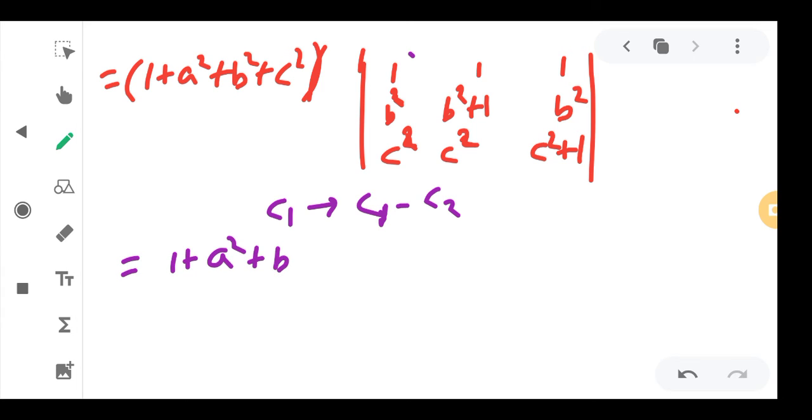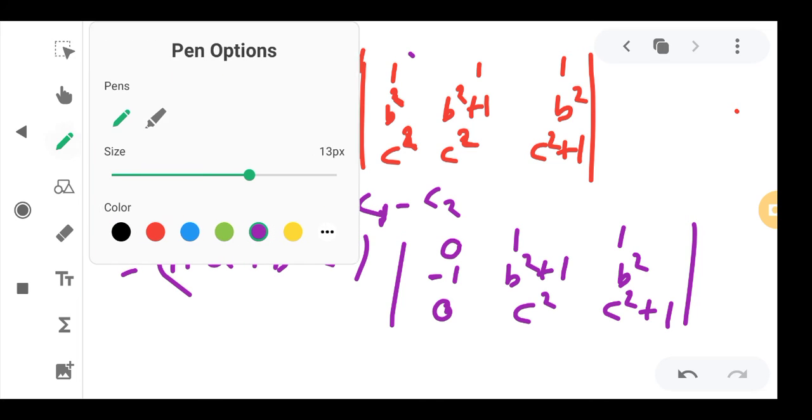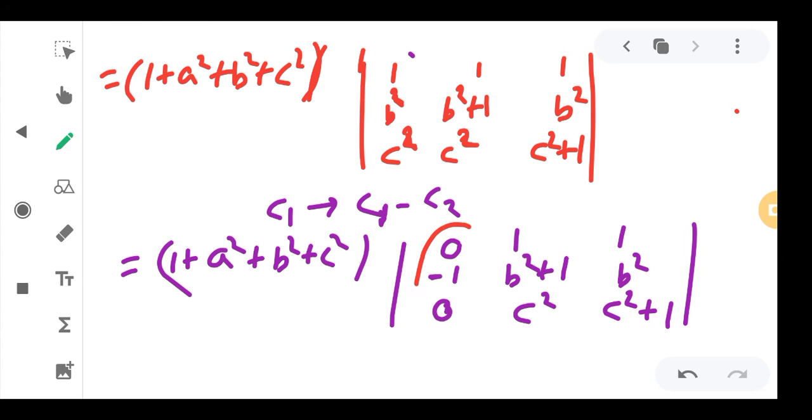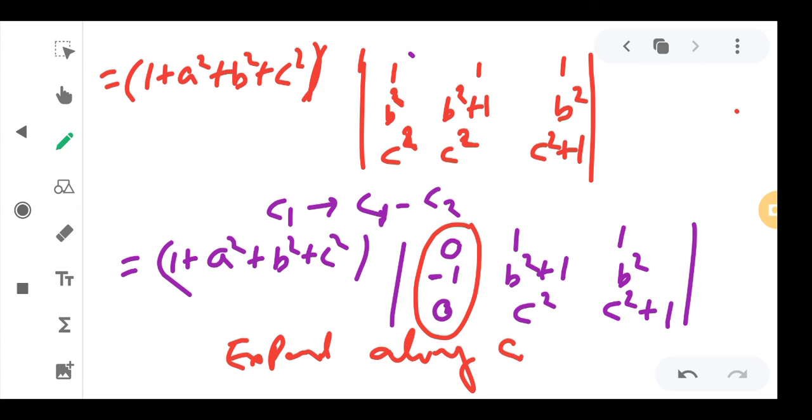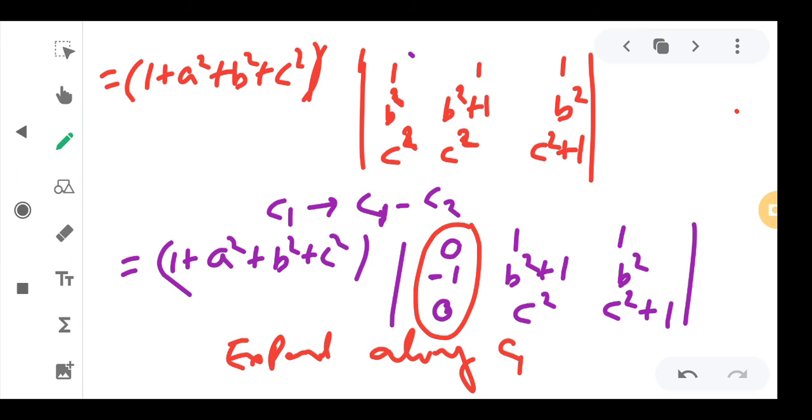1 plus a square plus b square plus c square will be as it is, and this will become 0, then b square and minus 1, then minus 1, then this will become 0, 1, b square plus 1, c square 1, b square, c square plus 1. Okay, now one more step is there, I will expand along C1. If you expand along C1, then what will happen?